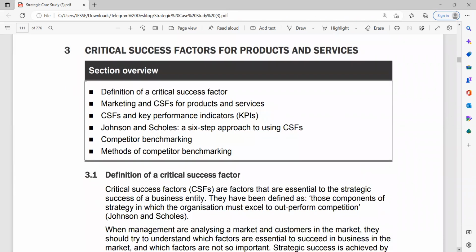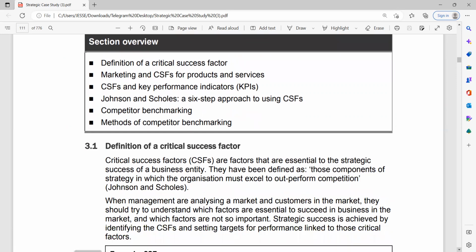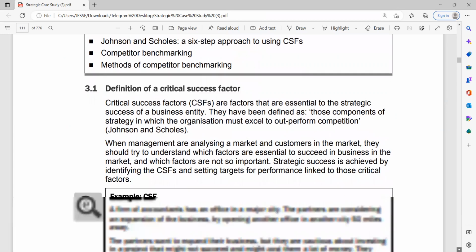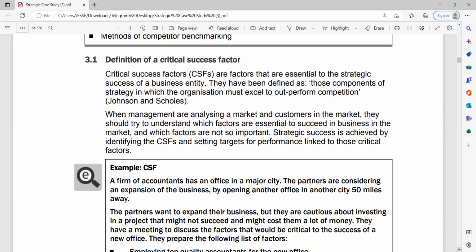Now let's move on to critical success factors. A critical success factor. Here, I'll touch on it briefly, and then in our next lecture, we will talk more about it too. Here, we'll define what a critical success factor is, right? We'll talk about marketing and critical success factors. We'll talk about KPIs, key performance indicators, and etc. We'll talk about the Johnson and Scholes model for approaching critical success factors. We'll talk about benchmarking. So what's a critical success factor?